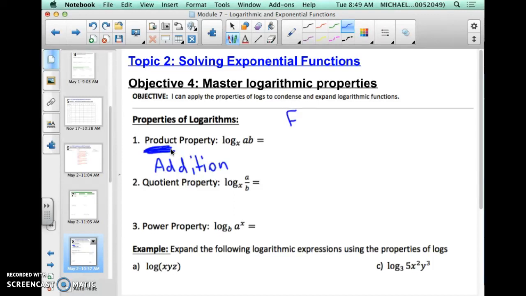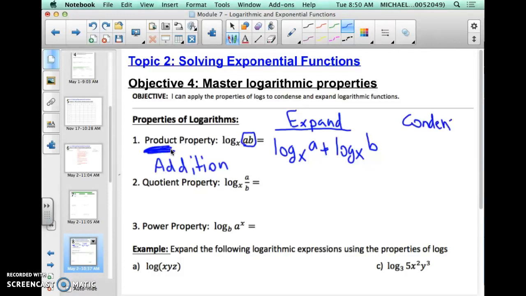So if I'm going to expand this using this property, I notice I have two outputs, an a and a b multiplying each other, so that tells me I'm going to have two logs. If there are three outputs, an a times a b times a c, for instance, then I would have three logs written out, but it's just two in this case. So I write log base x of a plus log base x of b, and I am done. That is the product property, and you can use it to expand and also to condense.